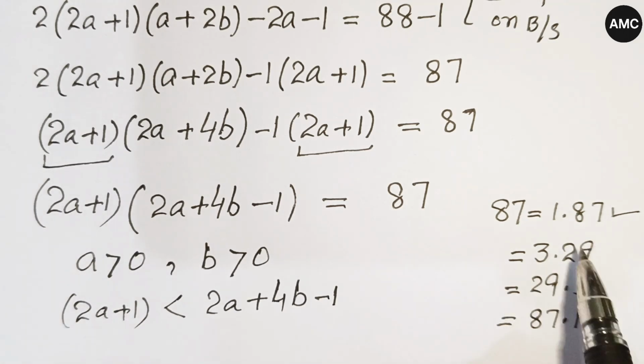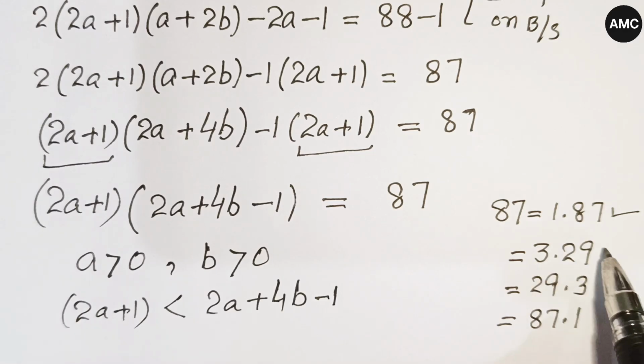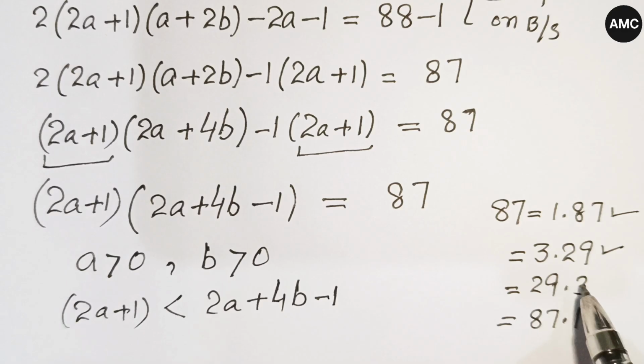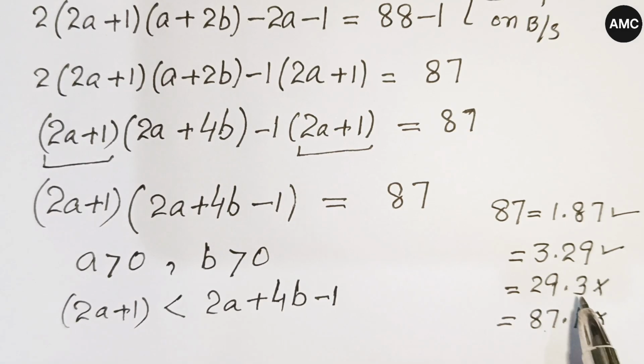So it is our case 1. And here the first term is also smaller than the second one, so it is also valid. But when we see these two cases, they are rejected because the first term is greater than the next one.